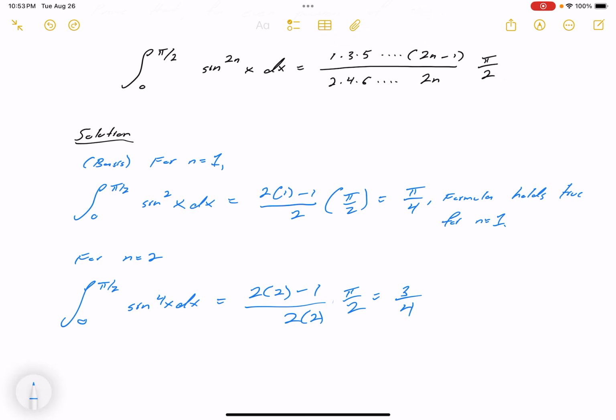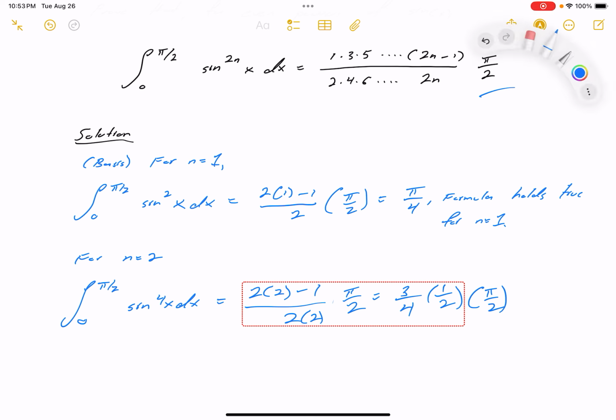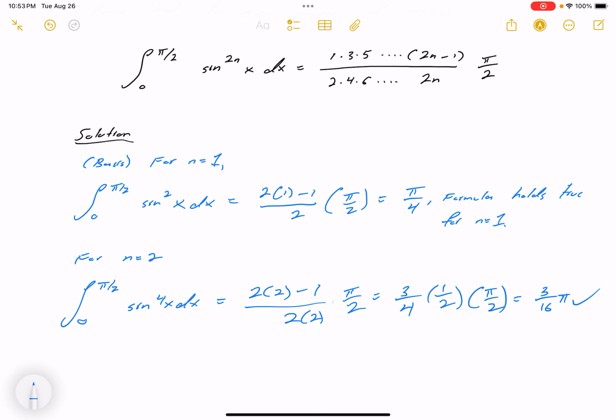So 3 over 4 times 1 over 2. Remember, we need to multiply because it's like a sequence. So we multiply by 1 over 2, and then by pi over 2, because this is always multiplied by pi over 2. That is going to give us, for n equals 2, 3 over 16 times pi, and that holds true for n equals 2, so that is valid.